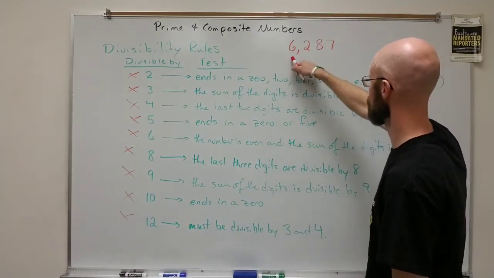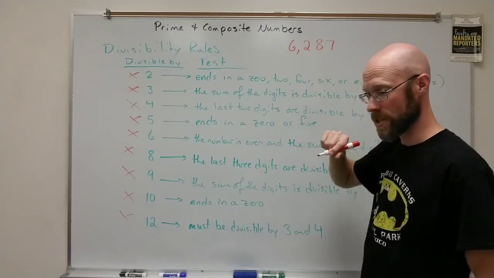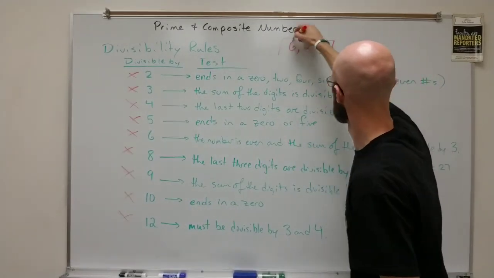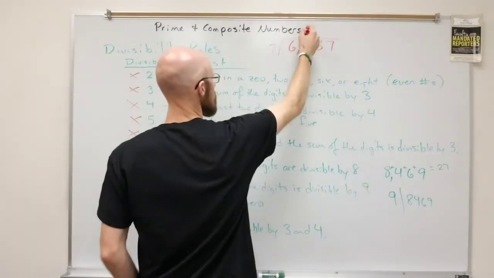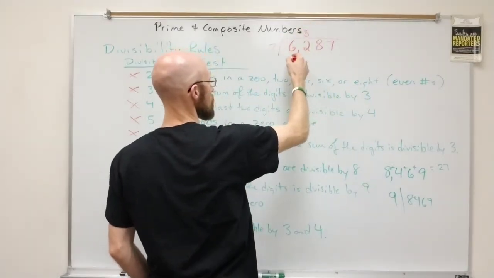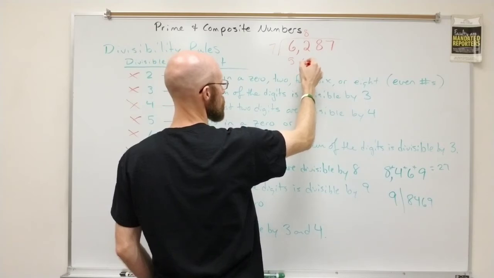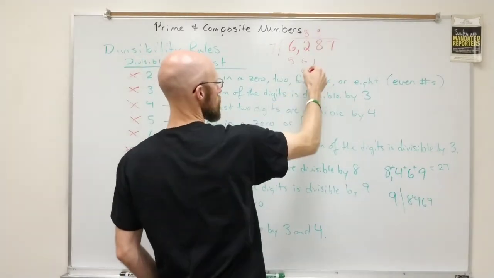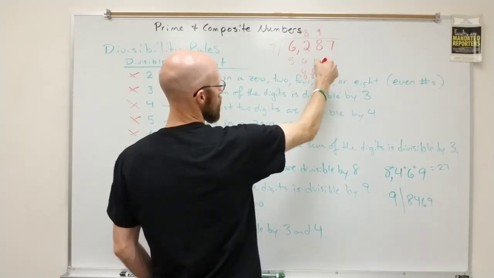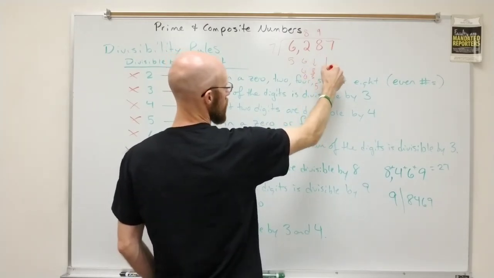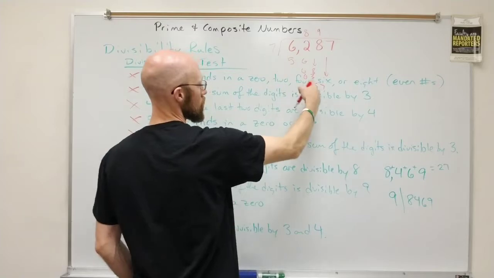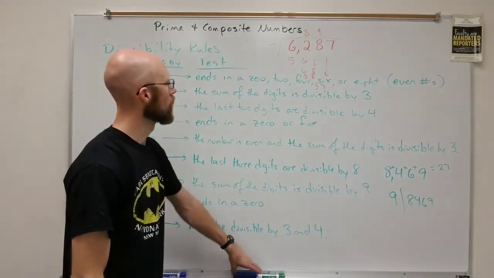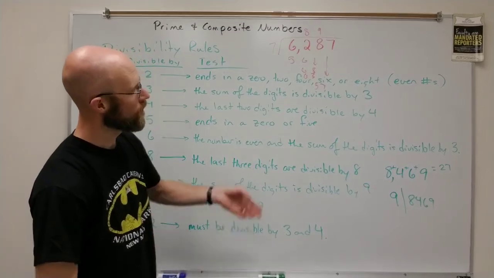Does 7 go into this? Well, 7 into 62 would be 8 times. 8 times 7 is 56. That's a remainder of 6. Bring down the 8. 7 goes into 68 9 times. It's 63. That'd be a remainder of 5. Bring down the 7. 7 does not evenly divide 57, so no. 7 doesn't work. I could try 11.